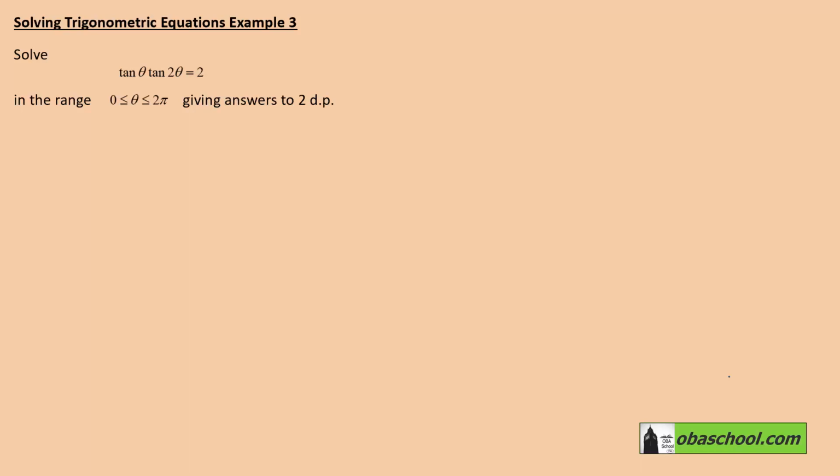Want to solve tan theta times tan 2 theta equals 2 in the range 0 to 2 pi. So we're working in radians now, giving answers to 2 decimal places. So we've got tan theta, tan 2 theta equals 2. And tan 2 theta, we know, is 2 tan theta over 1 minus tan squared theta.